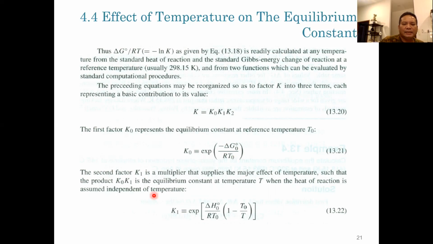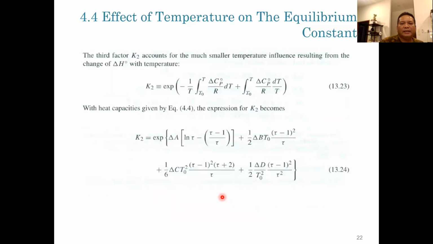And K1 is a multiplier that supplies the major effect of temperature, such as the product of K naught and K1. So we can use this equation here. And K2 accounts for a much smaller temperature influence resulting from the change of delta S with temperature. So we can use this equation here. With the heat capacity, we can use the equation here. So it becomes more complicated.